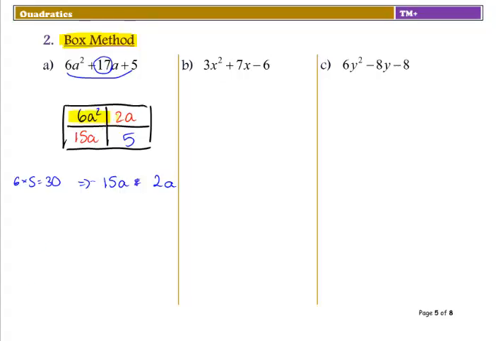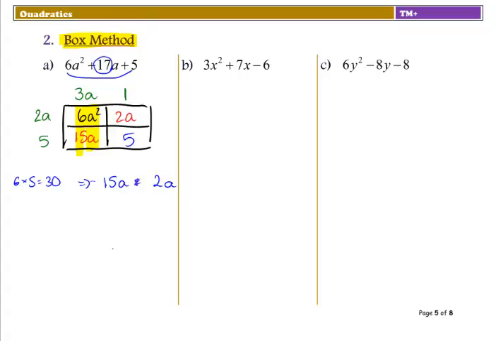Now what we do is we look across the row and we find the common factor. So 6a squared and 2a would be 2a. 15a and 5 would be 5. Once you've done the rows, you then look down the column. 6a squared and 15a would give you 3a. 2a and 5, the only thing that you could find there is 1.